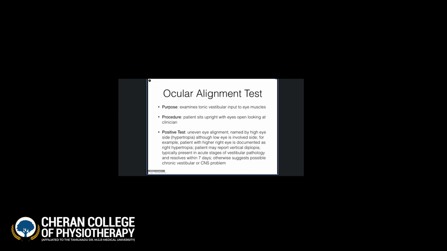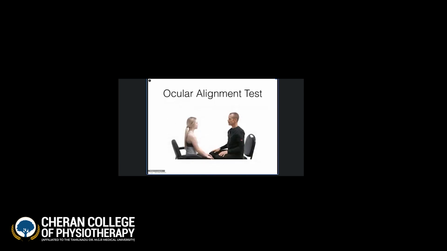The procedure is very simple. The patient will be sitting straight upright with eyes open, looking at the clinician. If you see uneven eye alignment, like suddenly the eyes going this side, that side, and the eyes not able to stabilize in one place, it means there is no proper input from the eye muscles. The next test, look at this picture: sit nice and tall, look straight.